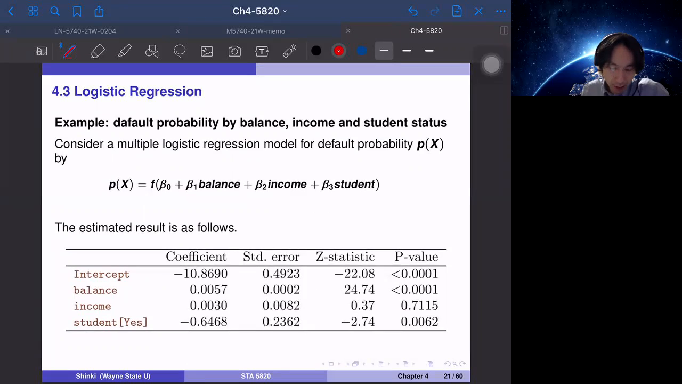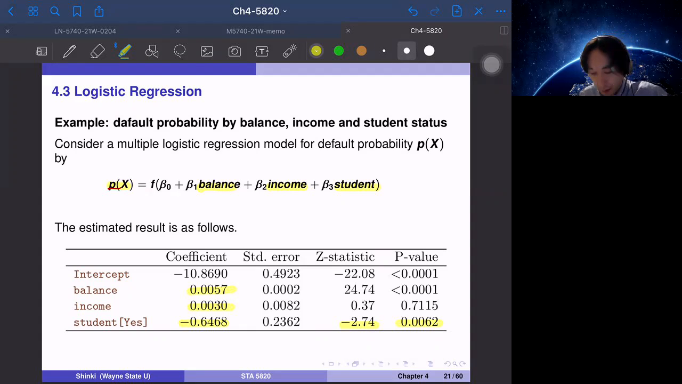Actually, this time we fit the default probability on balance and income, these are numeric, and the status on whether or not the person is a student. And actually the student has the negative coefficient now, and the coefficient is significantly negative by the so-called z-test. And the balance and income both have positive impact. The more balance, the higher default probability. So that's pretty reasonable. And income, actually higher income, then we have higher default probability.